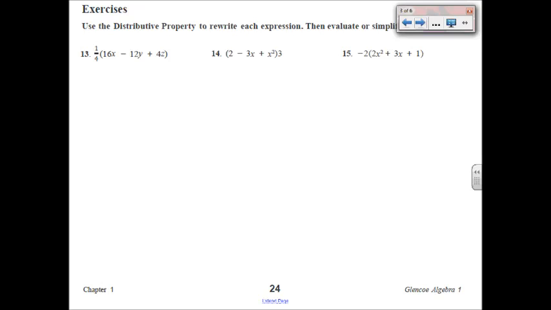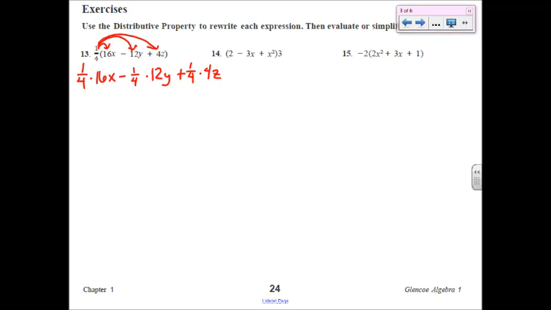On the last ones on this page, we have 1/4 out front. And remember, when we multiply by a fraction, it's the same thing as dividing by the denominator. If the number's a 1 on top, I should say. So I have 1/4 times 16x minus 1/4 times 12y plus 1/4 times 4z.